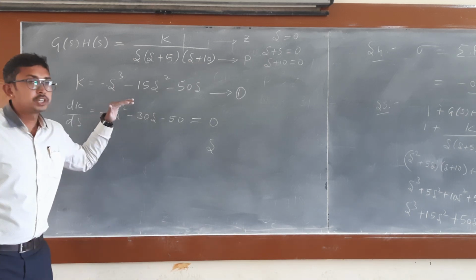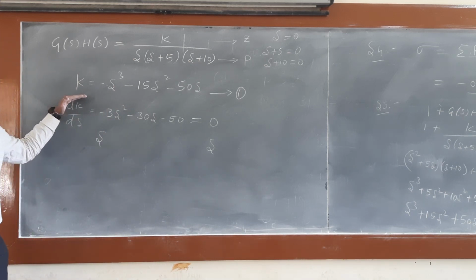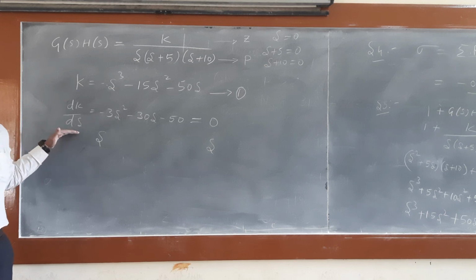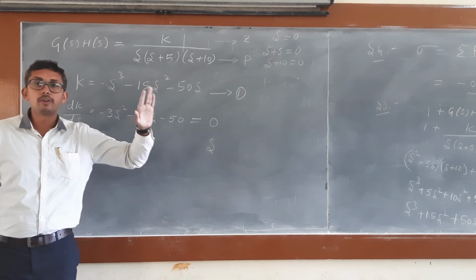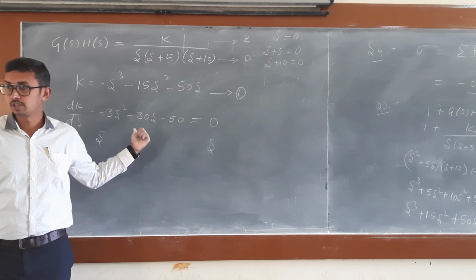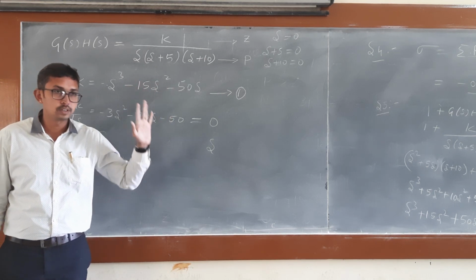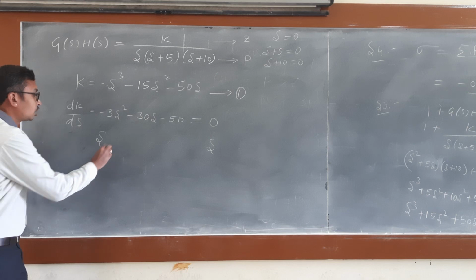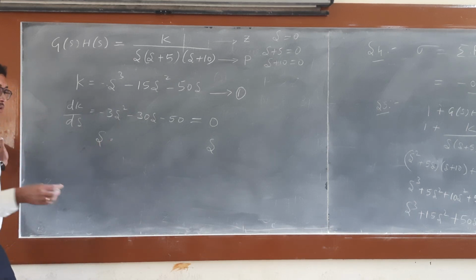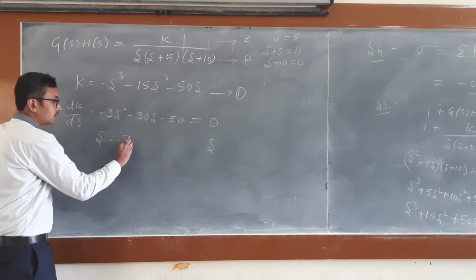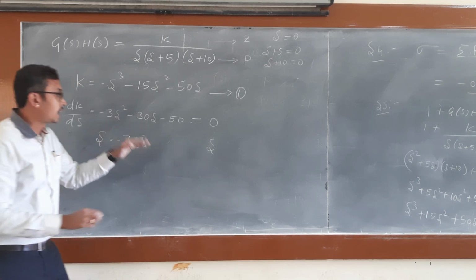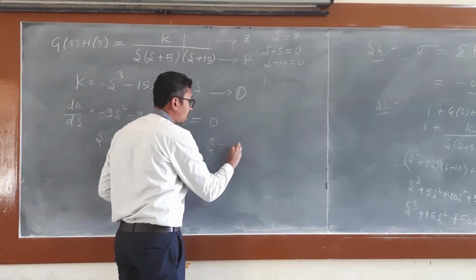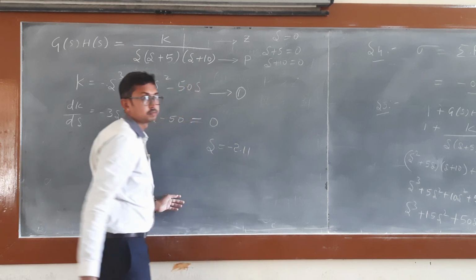After differentiating equation number 1 with respect to s, we arrive at this equation. With the help of calculus, you solve this equation and find the values of s. After solving, what do we get? s is equal to minus 7.88 as one root, and the other root is s is equal to minus 2.11.